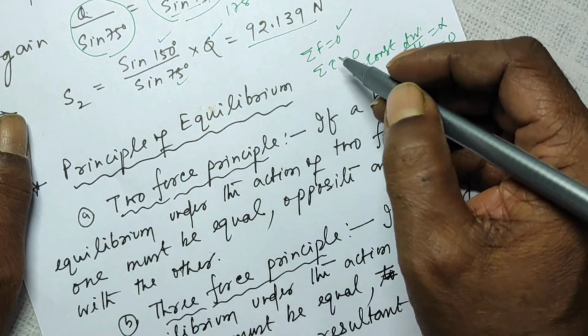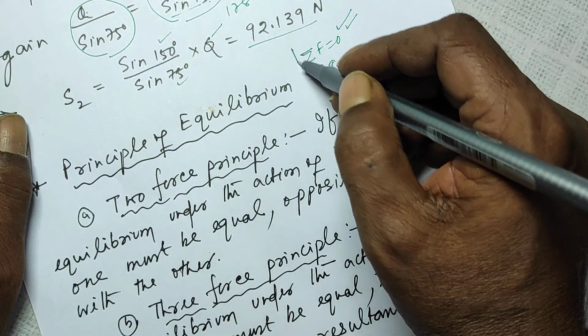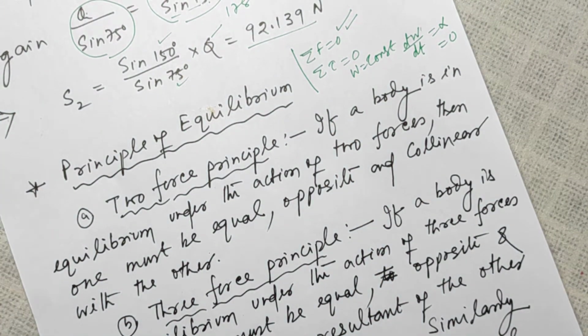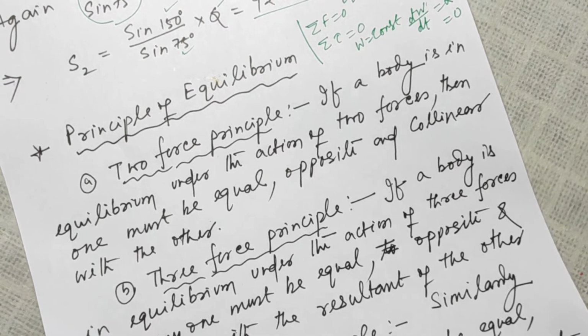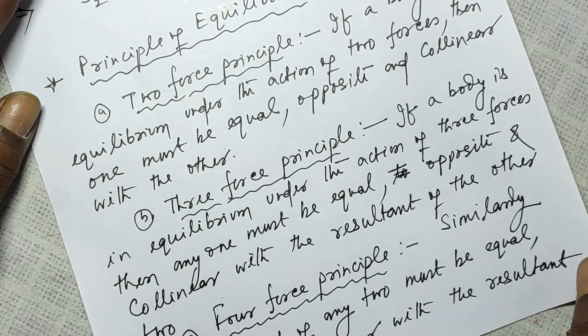Similarly, if a body is at rest, it is in equilibrium. If it is moving with constant speed, then also it is in equilibrium. Right? So don't confuse the word equilibrium with rest. It can be equilibrium of rest, it can be equilibrium of motion.